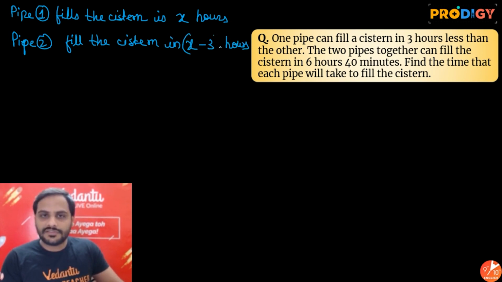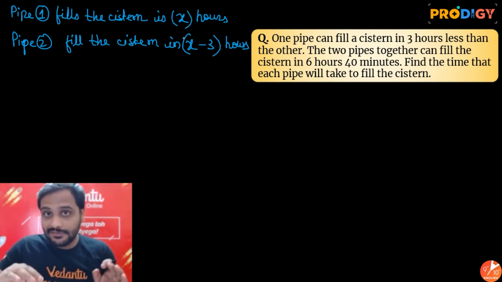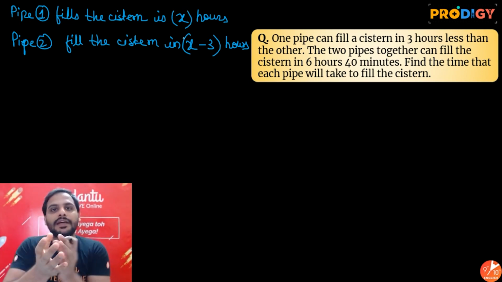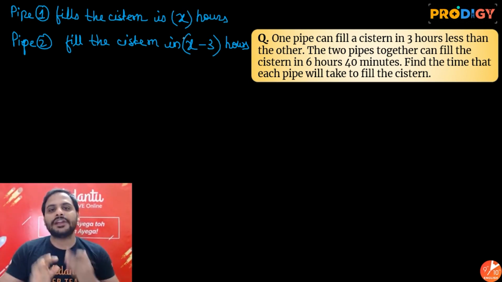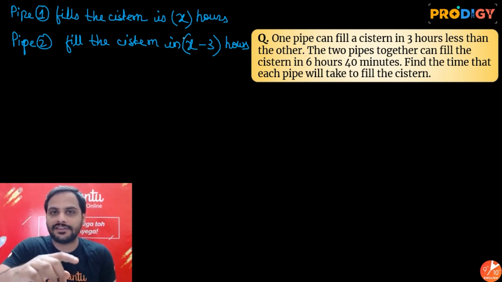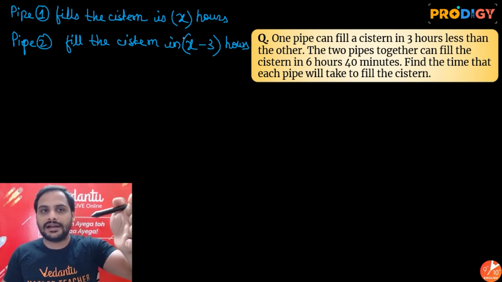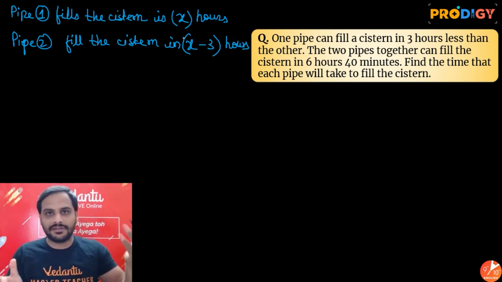Alright. So in this case, beta, you can clearly see pipe 2 is taking less time. Pipe 2 is taking less time means pipe 2 is comparatively bigger. If you take pipe 2 as x plus 3 and you are saying pipe 1 takes less time, in that case pipe 1 will be the bigger pipe. So here pipe 2 is bigger because suppose pipe 1 takes 10 hours, pipe 2 takes only 10 minus 3, 7 hours. So quickly it is filling, so the pipe is bigger.